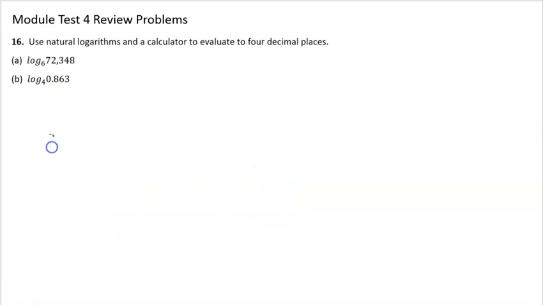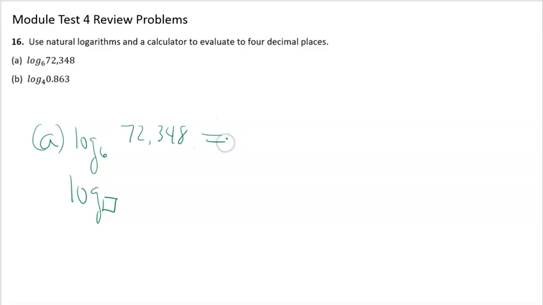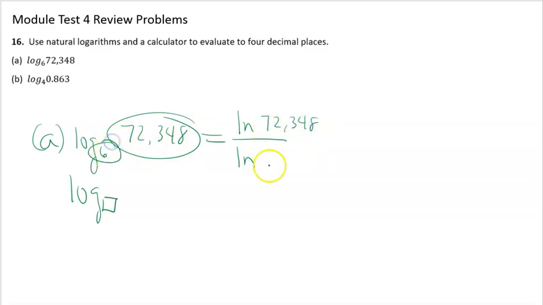So when I look at A, we have log base 6 of 72,348. Now, again, if you have a calculator that has a button like this on it, then you could type that directly in your calculator. But even if you do have one of those calculators, I'd like you to know the change of base formula. So you could change this to both natural logs. This value goes inside the numerator natural log, and the base value goes in the bottom. So that's what you would type in your calculator.